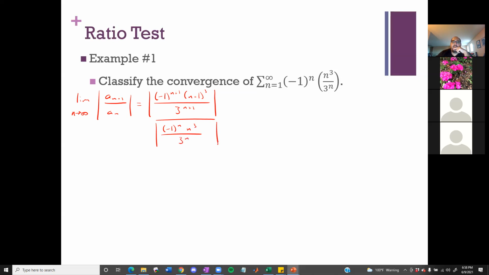So it looks pretty nasty right now, and we've got quite a lot of simplification work to do. The nice thing about the ratio test is if you set it up properly, a lot of things will cancel out. So what are we seeing that I can simplify here?